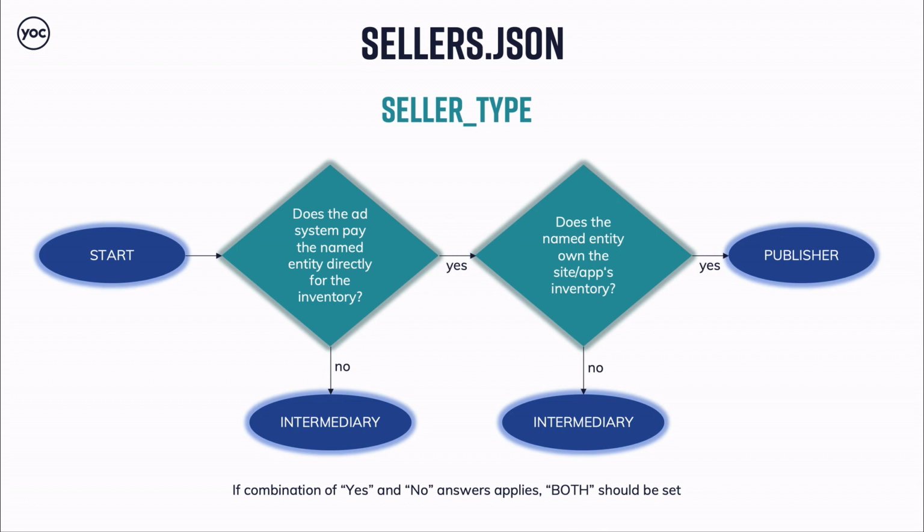So in case the publisher is the value of the seller type, then it's actually connected to the record in the ads.txt file operated by the inventory owner, where the ad system should be listed as direct. Same for intermediary, it should be listed as reseller. And as you might guess, if the both value was set in the sellers.json file in the seller type, there must be more than one record in the ads.txt file where the ad system is listed first as a direct seller and second as reseller.